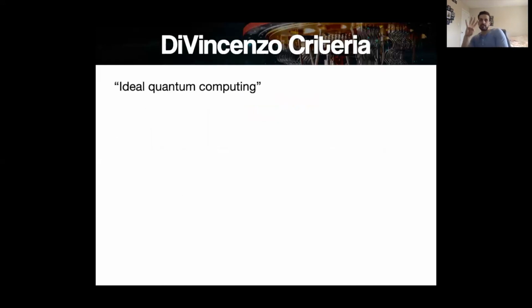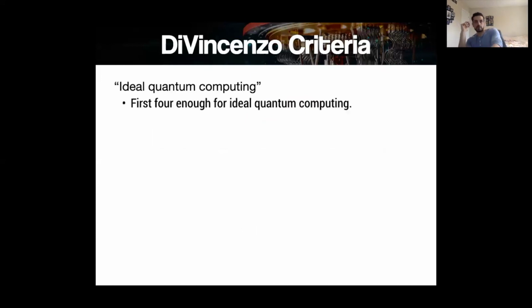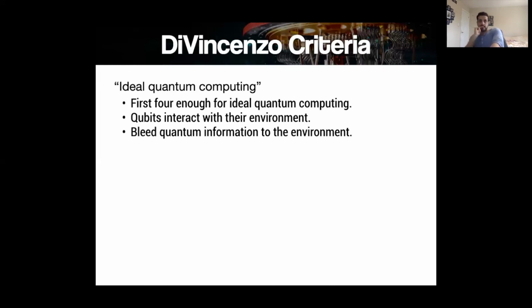So those 4 criteria that I covered so far are everything you need for ideal quantum computing. If our system was perfectly isolated from everything else, and our controls were absolutely perfect, there was no noise and no error in our controls, and our measurements were great. In reality, that's not the case.